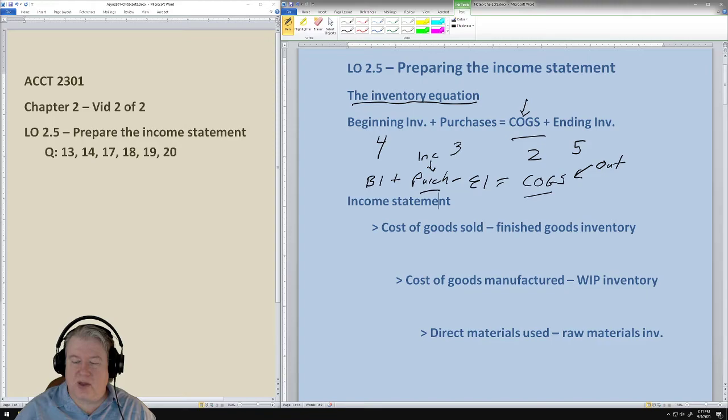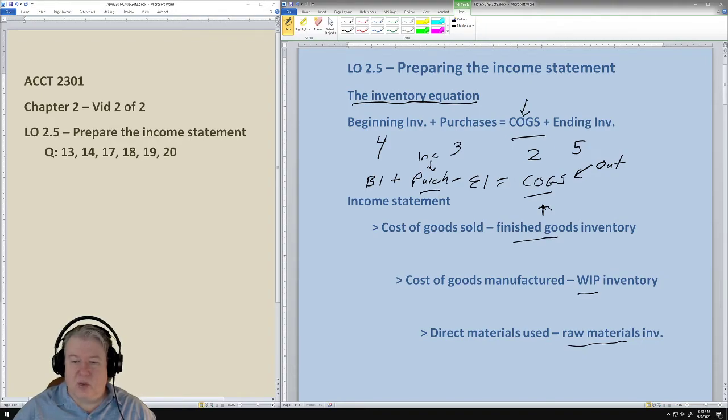This first one, the cost of goods sold, is figuring out the finished goods inventory. The cost of goods manufactured is figuring out the work in process inventory. And the direct materials used is figuring out the raw materials. So we use slightly different words: cost of goods sold, cost of goods manufactured, and direct materials used. But each of these is this item.